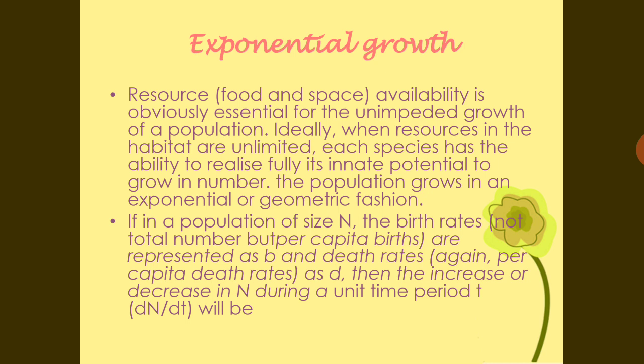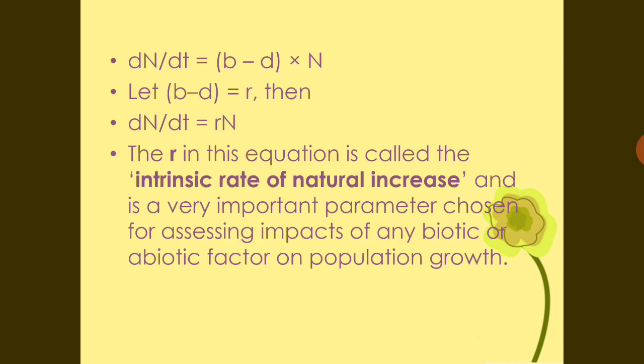And then we note that dN/dt is equal to rN. This is the formula. The r in this equation is called the intrinsic rate of natural increase, and it is a very important parameter for assessing the impact of any biotic or abiotic factor on population growth. Any species growing exponentially under unlimited resources can reach enormous population density in a very short time.